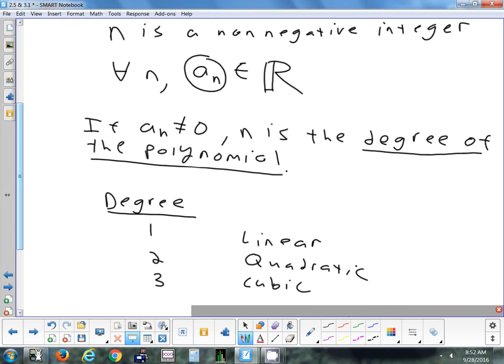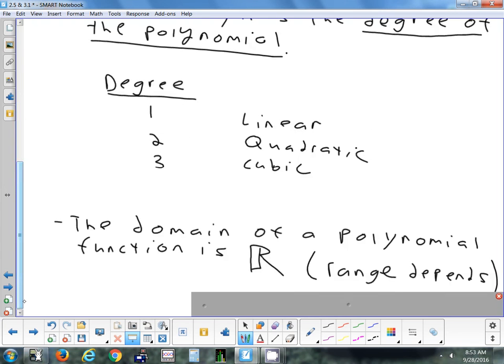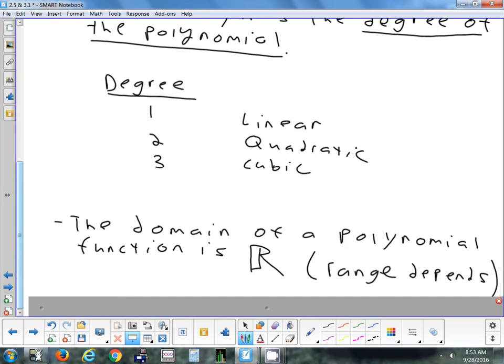A quartic, yeah. So we don't really use, these are the 3 we use a lot. Usually if it's above that, we just say it's a polynomial of degree 6, 12, okay, whatever it is. And as I said earlier, the domain of a polynomial is all real numbers for every single polynomial.